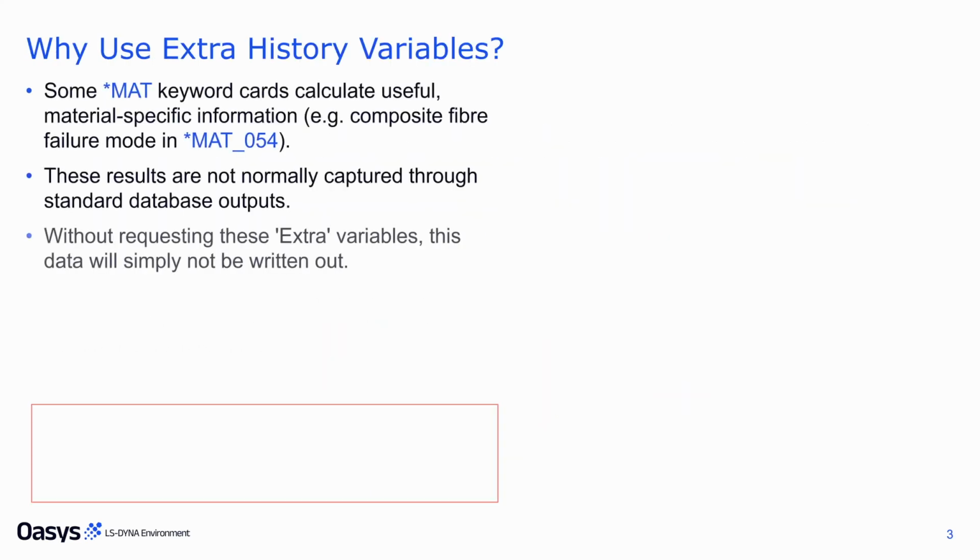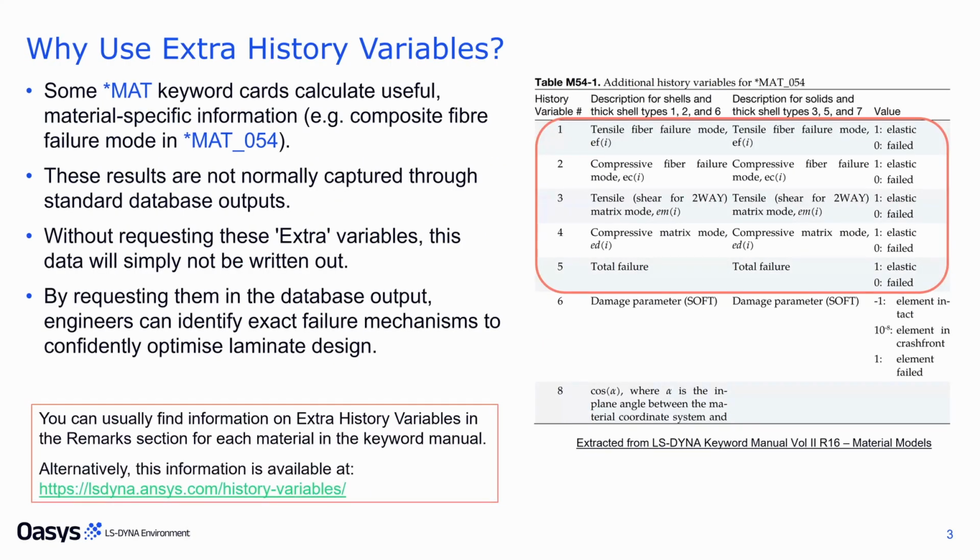So why do we actually need the extra history variables? Standard outputs like stress and strain are often not enough when you are working with composite materials. As engineers, we usually want more detail. For example, which fiber failure mode has occurred, or how much strain has developed locally in different directions. This is where the extra history variables become very useful, because they give you information that's specific to the material models you're using and details that you simply can't get from the standard output alone.